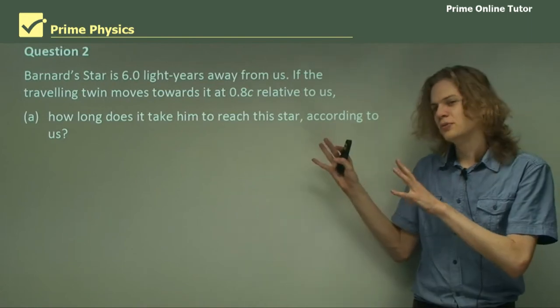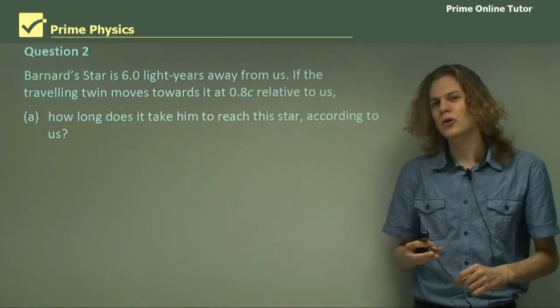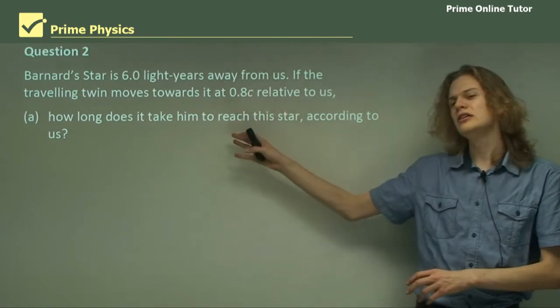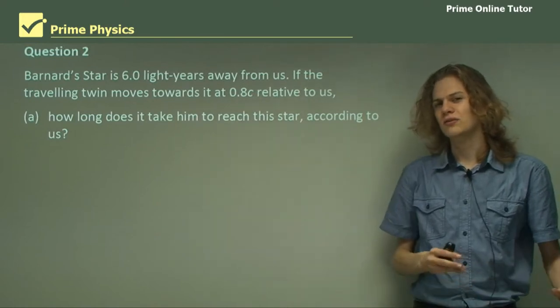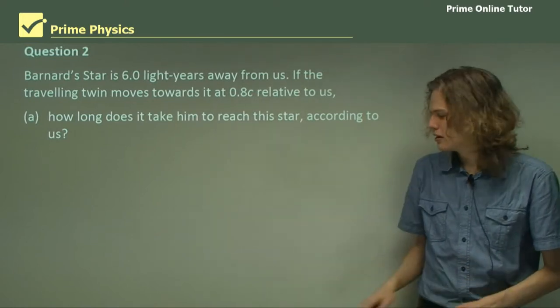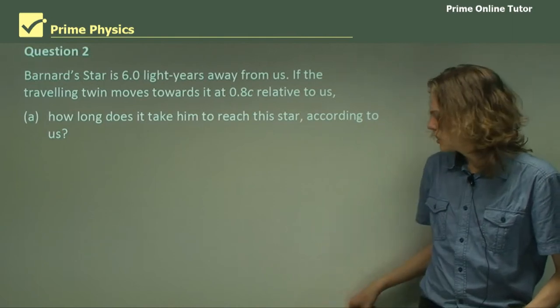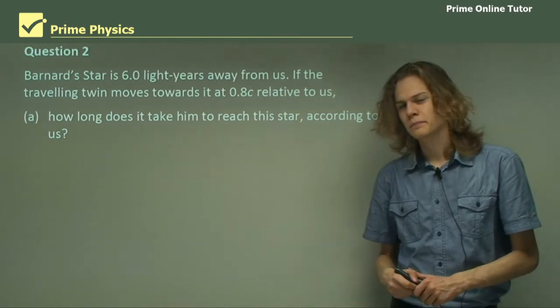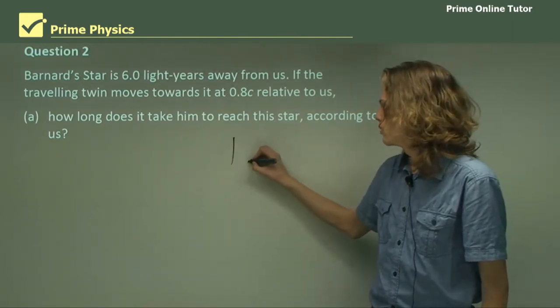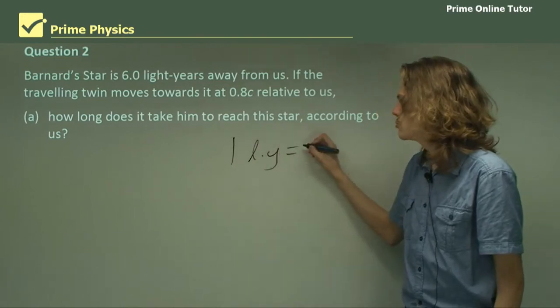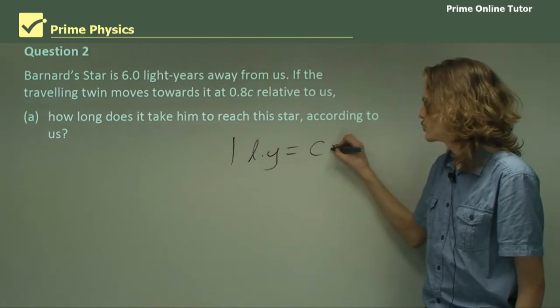Now this is actually pretty convenient so long as we only work in light and light years instead of working in meters and seconds. So why is this? It's because of the definition of a light year. 1 light year is equal to the speed of light times a year.